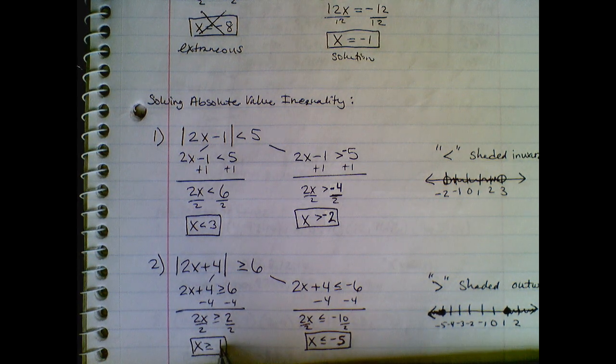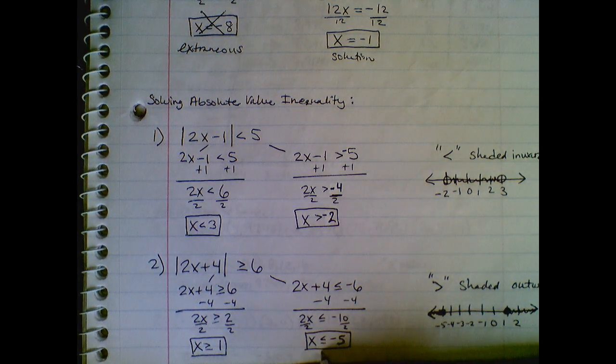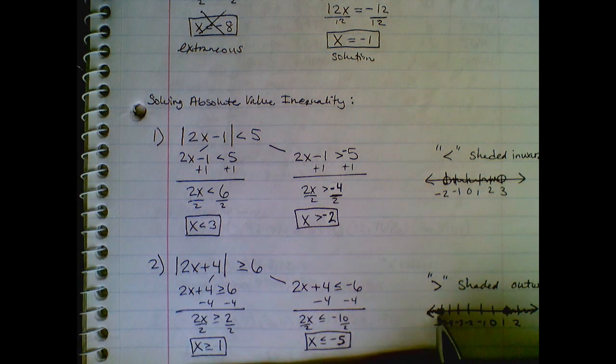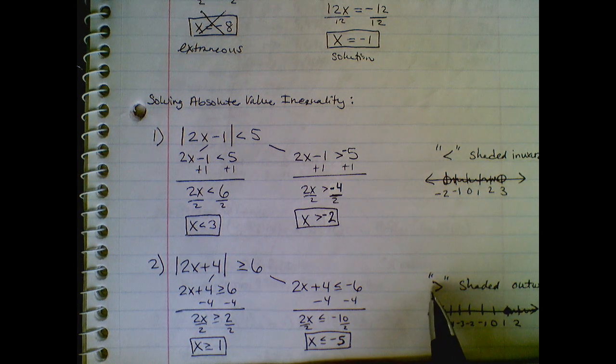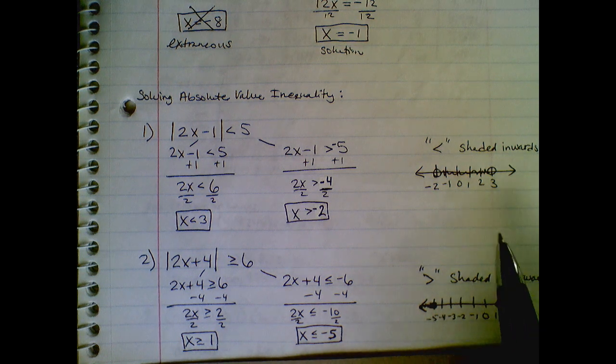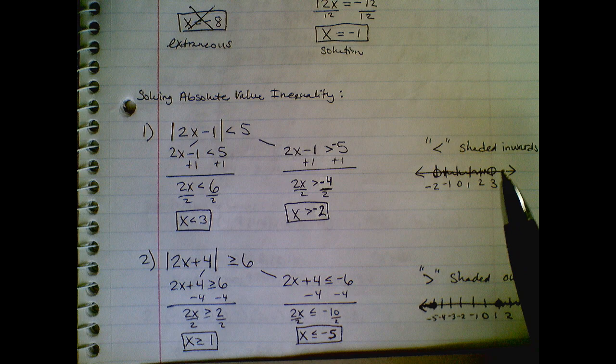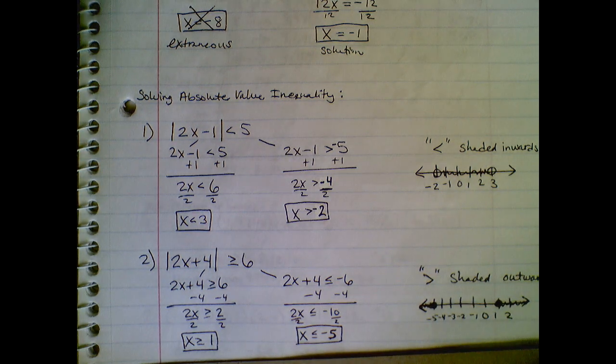X is greater than or equal to 1, so a closed circle at 1, it's greater than that, so I shade to the right. X is less than or equal to negative 5, so I have a closed circle at negative 5, and then I shade to the left of that. Notice the original problem was a greater than, so I shaded outwards. So it will always work that way. If it's less than, you're shading inwards. If it's greater than, you're going to be shaded outwards.